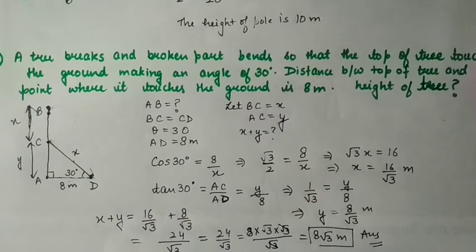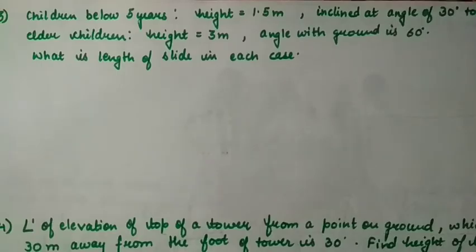So you have to use trigonometric ratios to find the other sides that are not given. So this is the answer, 8 root 3 meters. You can also use the value of root 3 and multiply it with 8, that is 8 into 1.732, and you can get the answer in decimal as well, or you can leave it here also. Now see the next question.